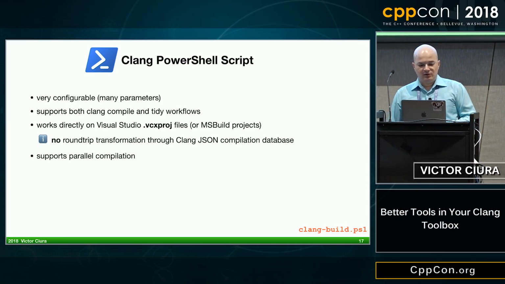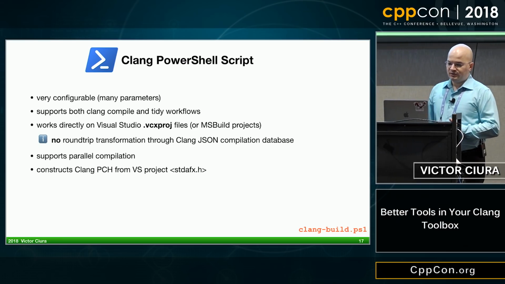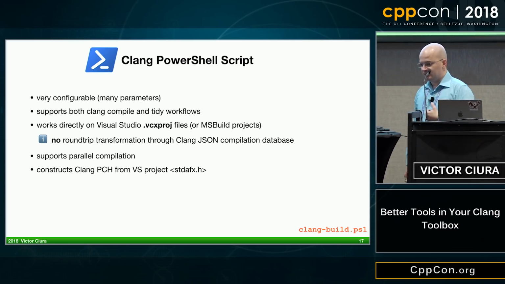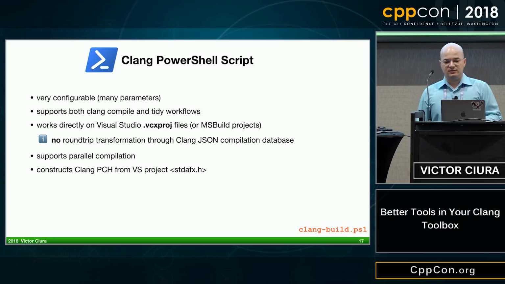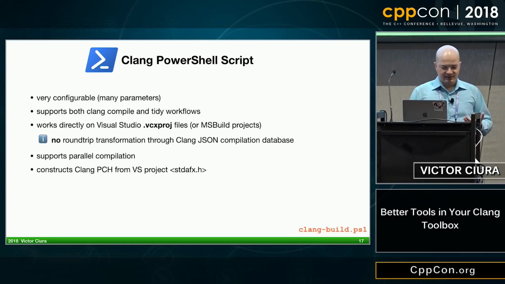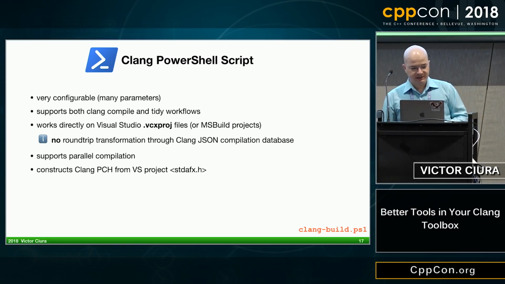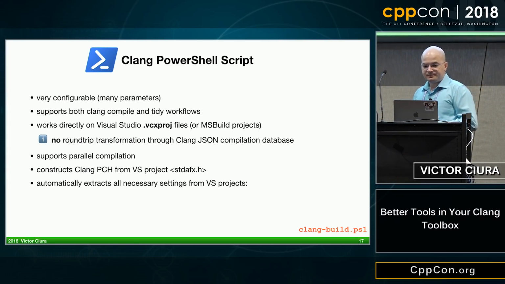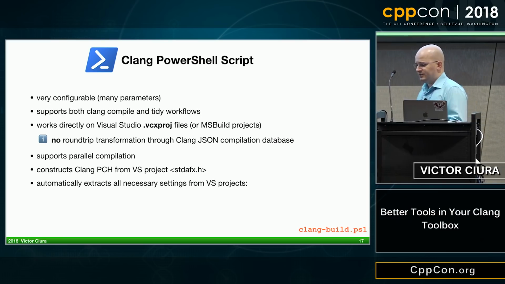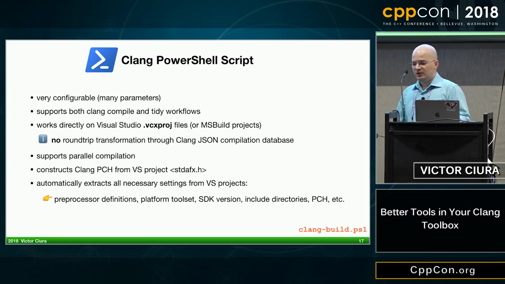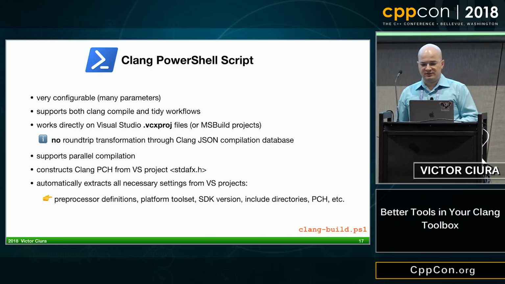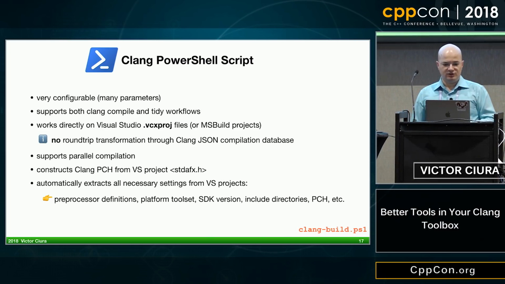So it does support parallel compilation of translation units, and it does support precompiled headers. This is very big for us. We make extensive usage of precompiled headers in our project, and it does help speed up the builds. And of course, it automatically extracts all the settings from Visual Studio projects, include paths, platform toolsets, directories, PCH information, everything.